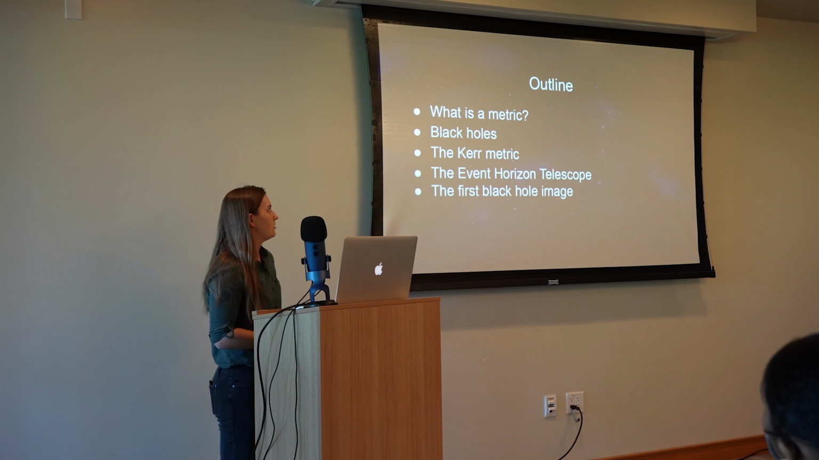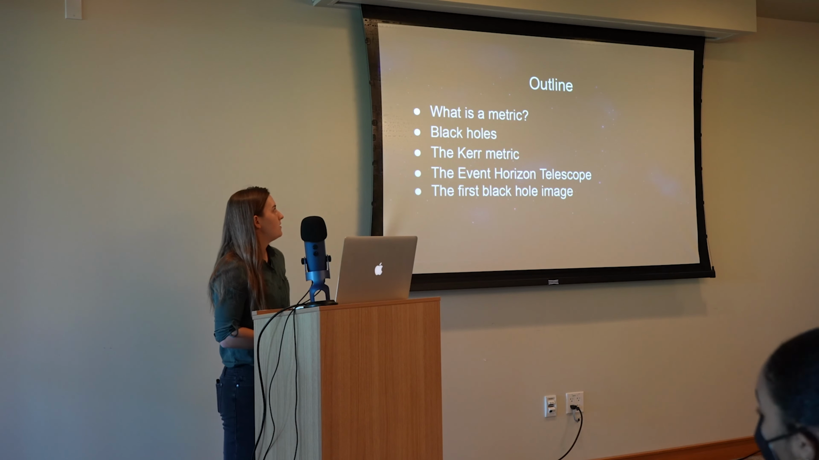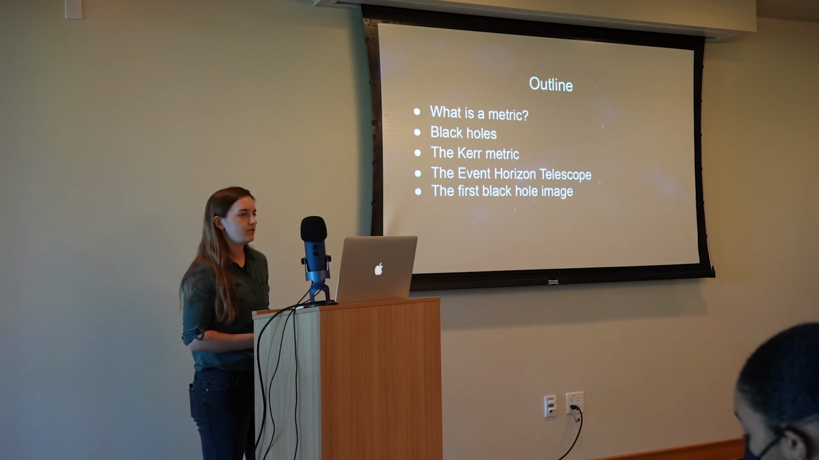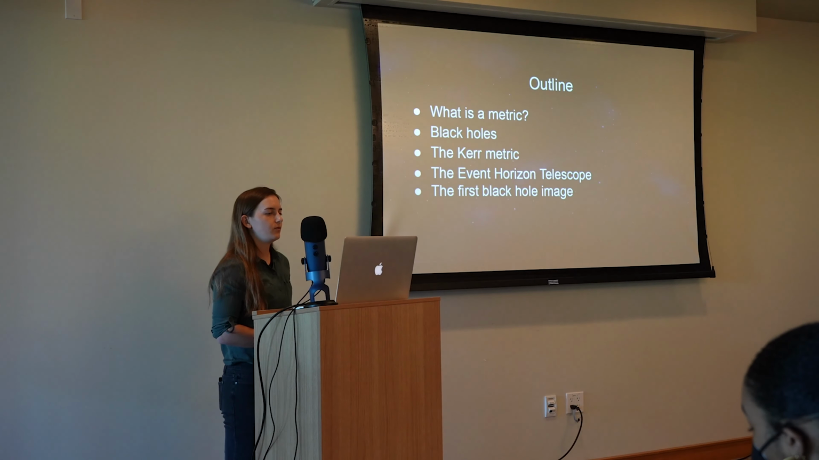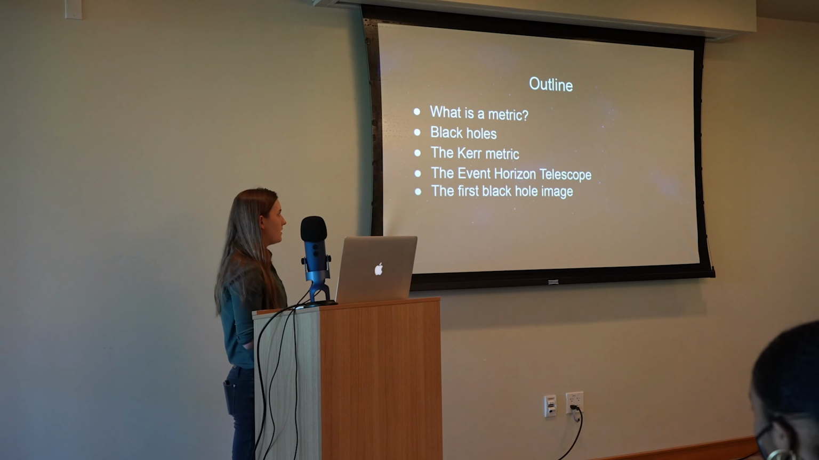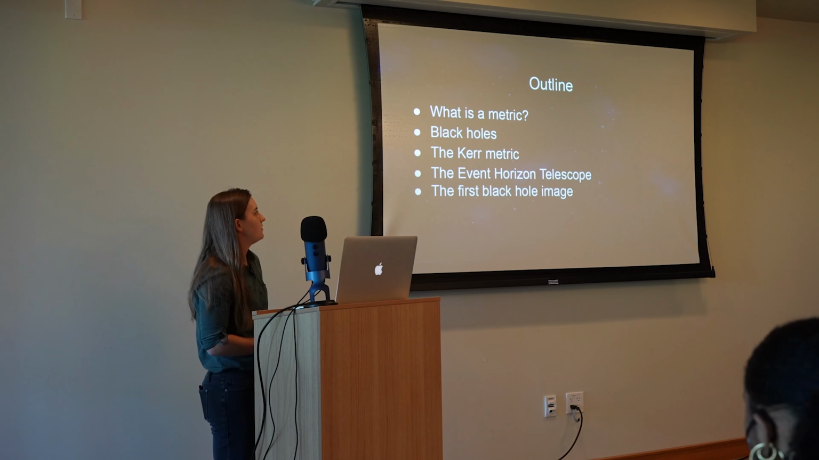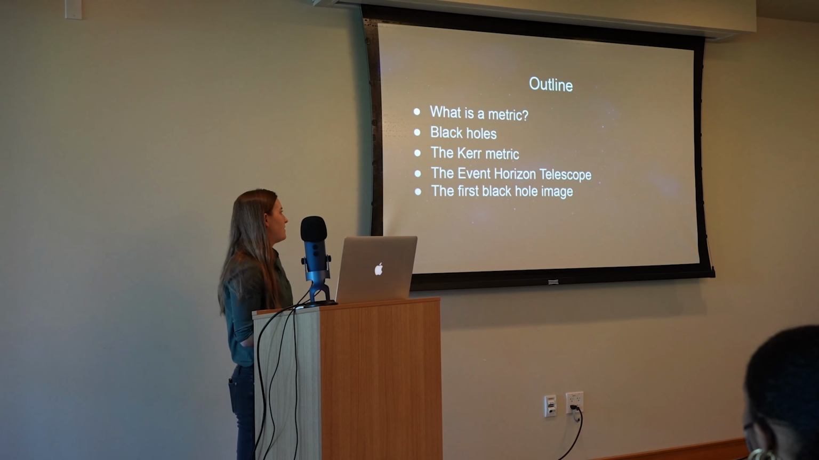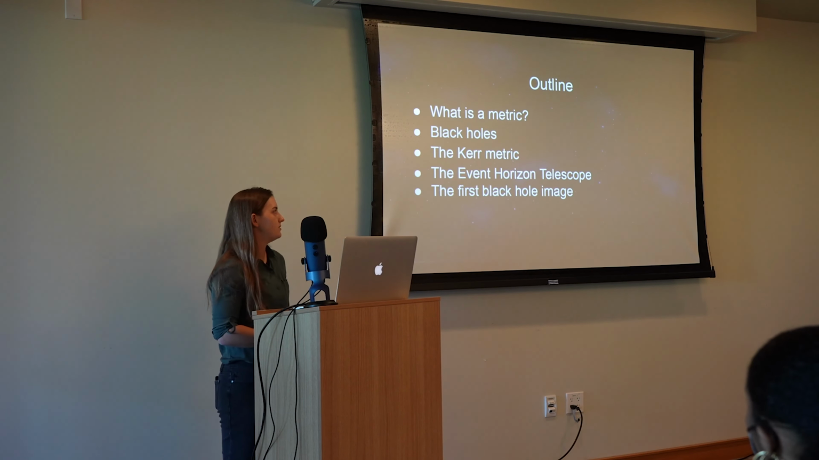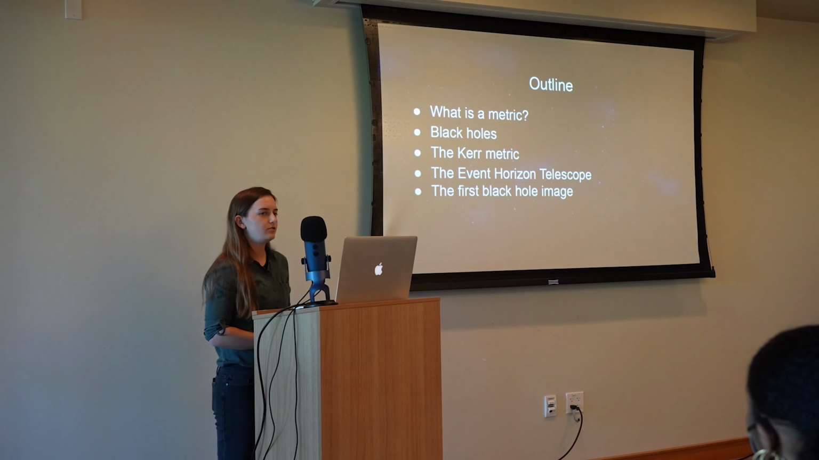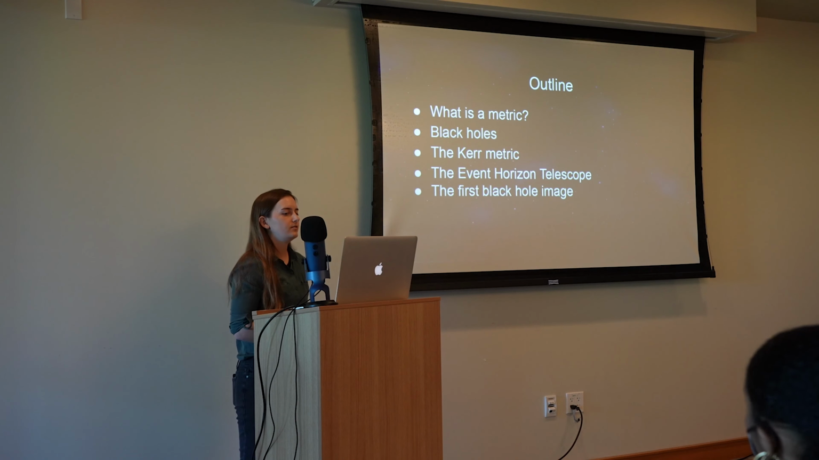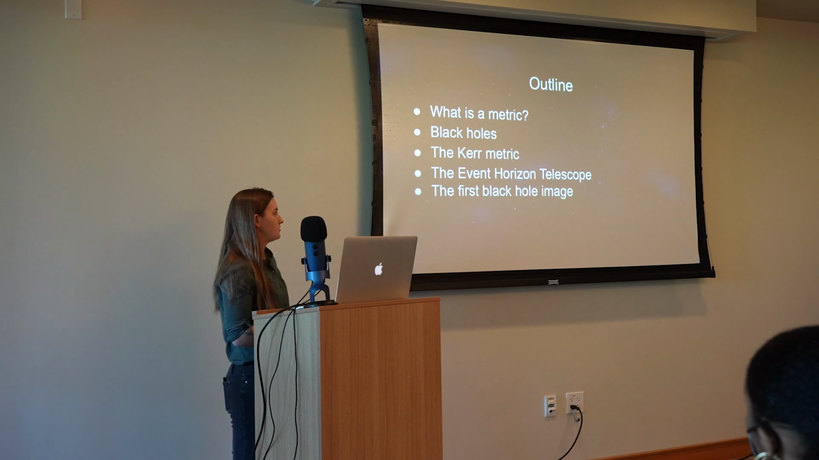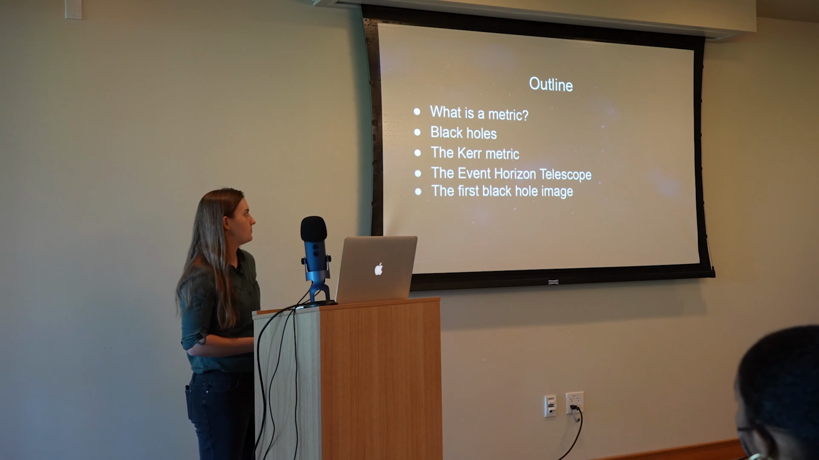Here's an outline of what I'll be talking about today. First, I'll define what a metric is and how it's useful for general relativity. And then I'll give some background information on black holes and describe how the Kerr metric is useful for black holes. The Event Horizon Telescope was used to take the first image of a black hole, so I'll describe how it works, and then I'll show the image itself and explain what's being shown.